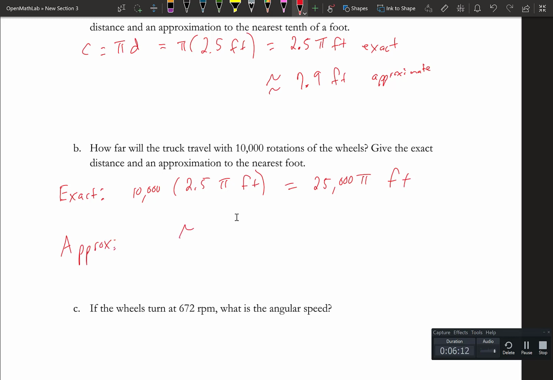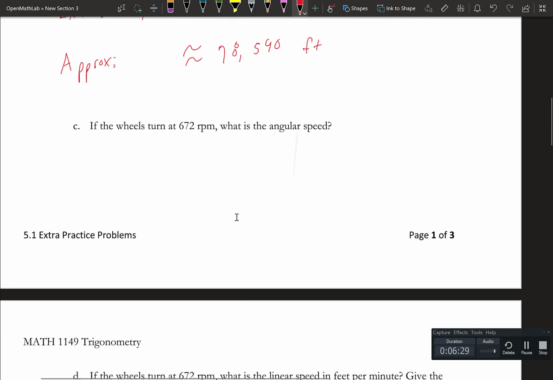would be approximately equal to 78,540 feet. Right, so again, you could just take 25,000 times pi on your calculator and get that approximation, rounded to the nearest foot.